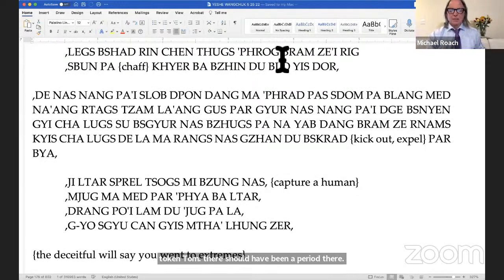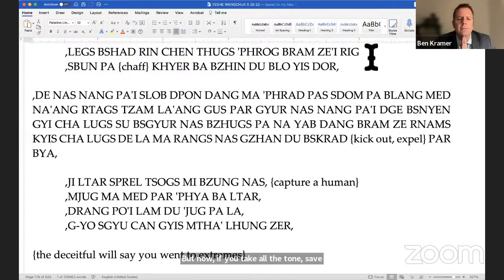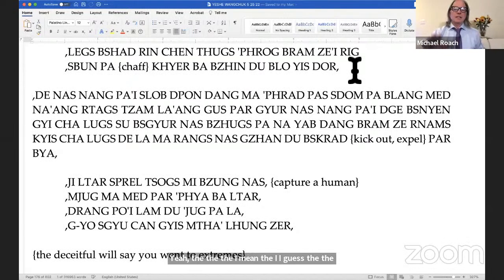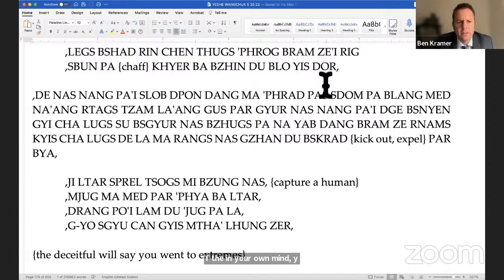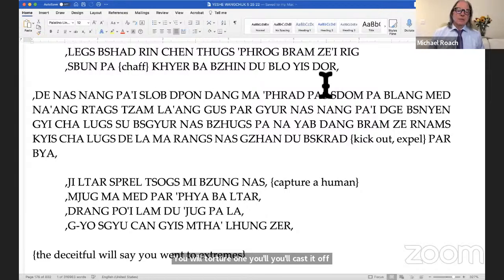But now if you take all the tums in it, I mean I guess the wisdom of the. If you take the knowledge of all the non-Buddhists, in your own mind, you will torwa, you'll cast it off, as if it were bumba, chaff. And kierwa means carried by the wind. You know, and it's really cute if you've been in India, when they have grain to be, what do you call it when you take the winnowed?